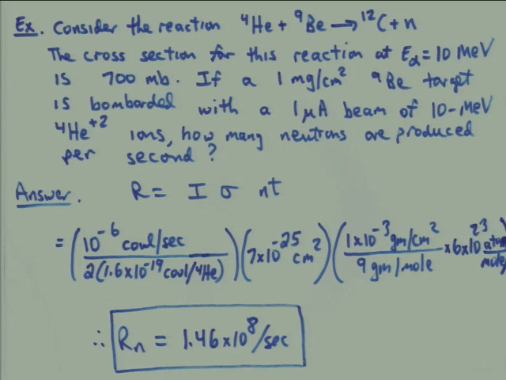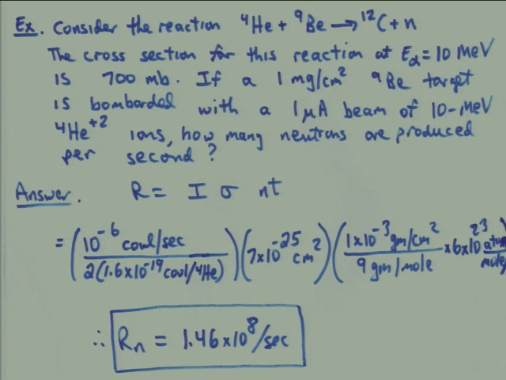So I'm going to use this formula rewritten just a little bit from the way I had it a minute ago. This is the way Lilly writes it. So the rate of these reactions, the rate of the number of neutrons being produced, is the current expressed in appropriate units. That is, how many helium-4 nuclei I'm shooting at the target per second, times the cross-section, times the number of targets. And let's just see if this is going to work out. This is going to be a number per second. It's the number of helium-4s per second.